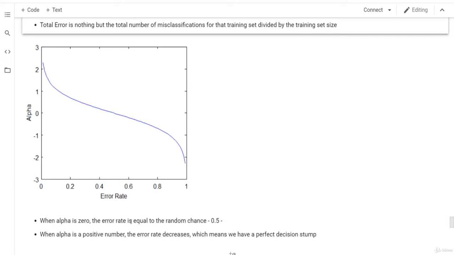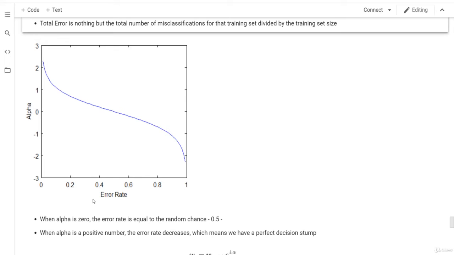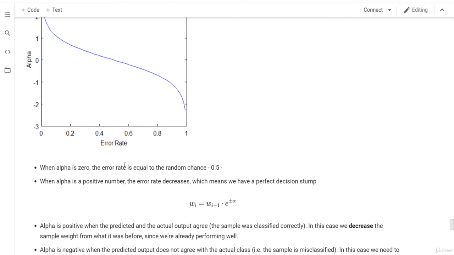50% of the time it's classifying the data correctly, and the other 50% of the time it's classifying the data incorrectly, right? So if alpha is a positive number, like here, if alpha is 1, this means that the error rate decreases, right? When we go in this direction, when alpha increases, the error rate is decreasing. So this means we have a perfect decision stump, right? So if alpha is a positive number, the error rate decreases, which means we have a good decision stump.